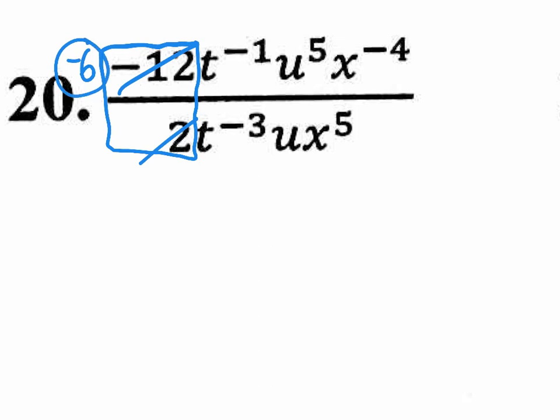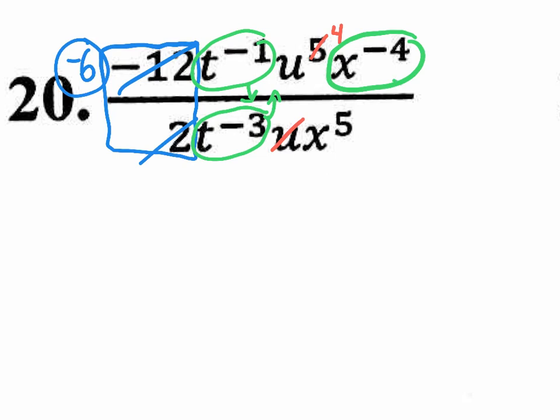What else could I cancel? There's a u on the bottom, and there's 5 u's up on the top. So one of the u's cancels out with one of those 5. You'll have 4 u's left up on top. And then what else? I could take any negative exponent and move it to the other side. So this t to the negative 3 is going to go up, and this t to the negative 1 is going to go down. We're going to switch them. And also, we're going to take this x to the negative 4 and move it down.